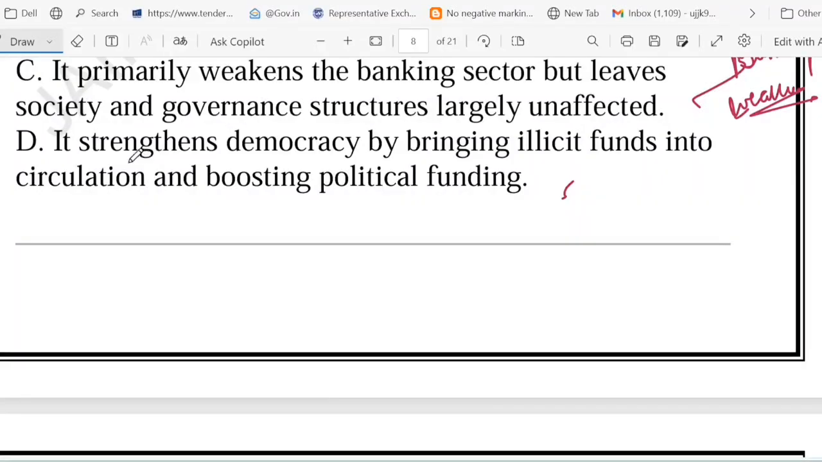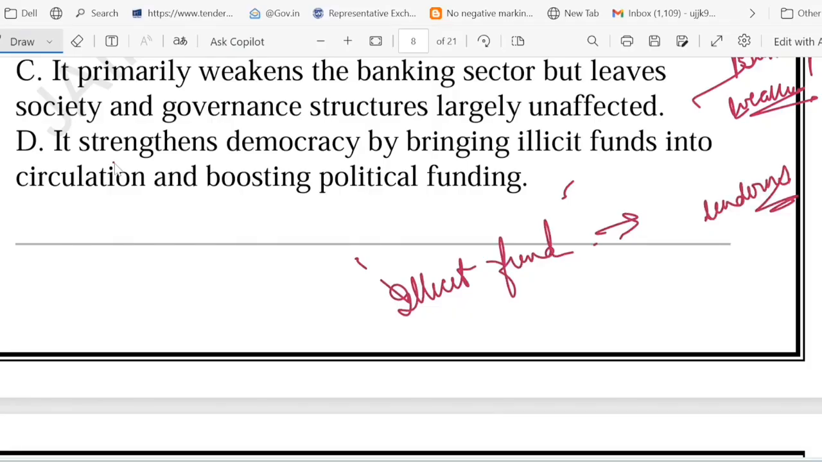What about option D? Option D says it strengthens democracy by boosting political funding. See, that is completely wrong. Illicit funds do not strengthen democracy. They undermine it. What does illicit fund do? It basically undermines democracy, right? Because dirty money buys power and control.